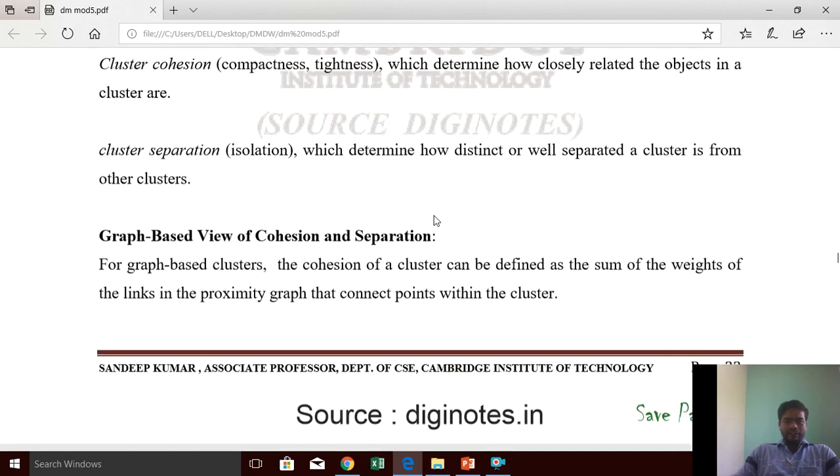Cluster separation determines how distinct or well separated a cluster is from other clusters. Cohesion determines how closely related the objects in a cluster are, whereas cluster separation determines how distinct, or how well separated, two clusters are from other clusters.